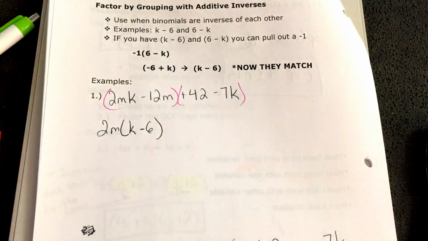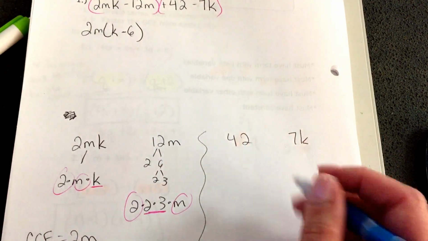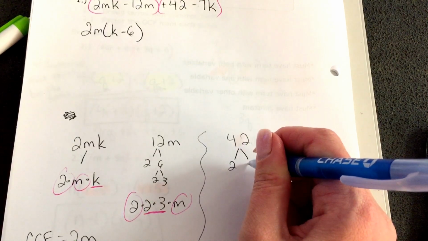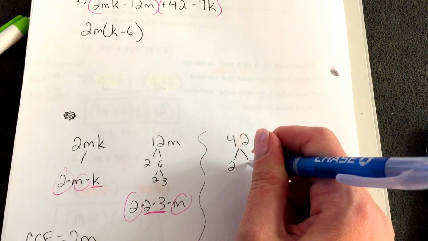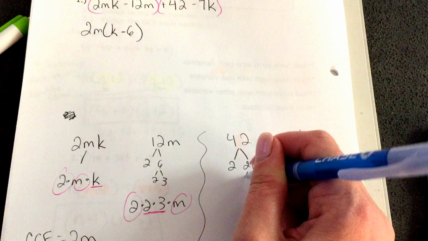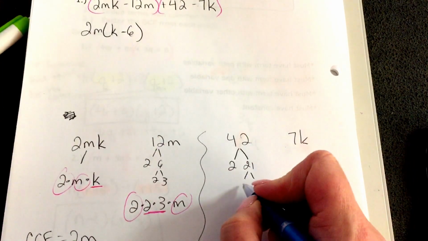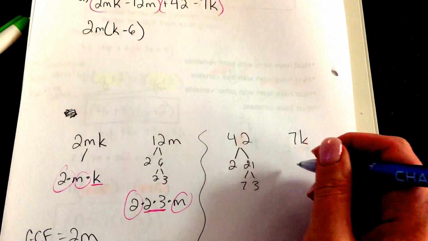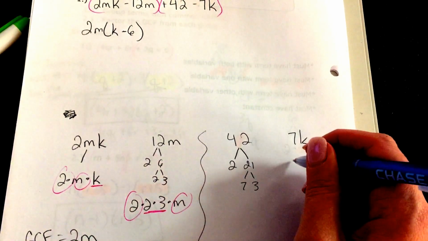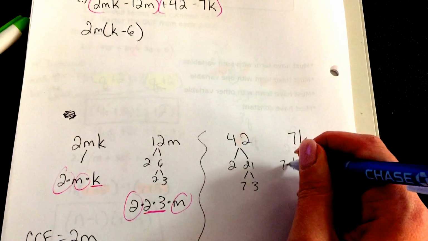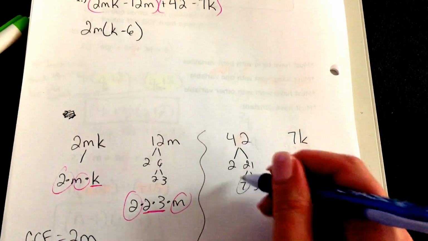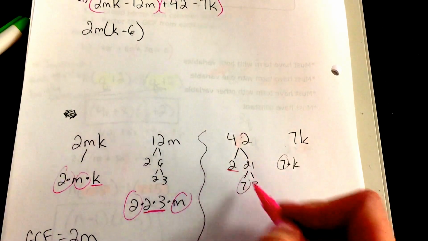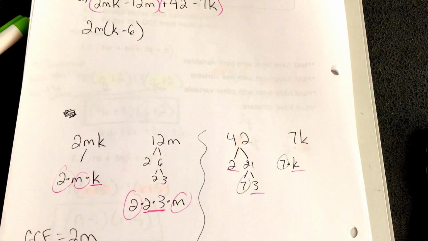Okay. Now over here, let's factor 42. 2 and what? 21. 21 can be factored into what? 7 and 3. Okay. And then 7, is it a prime number? Yeah. So this is just 7 times k. So the only thing we can really pull out is that 7, can't we? Now what's left over? 2 times 3 and a k.